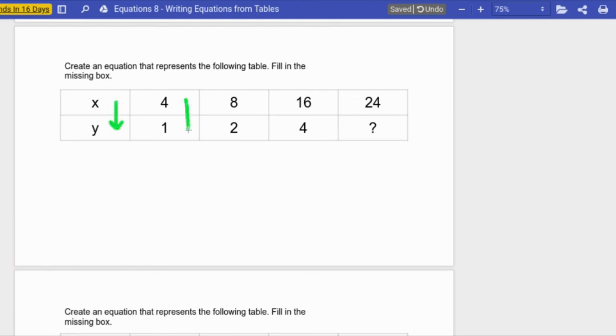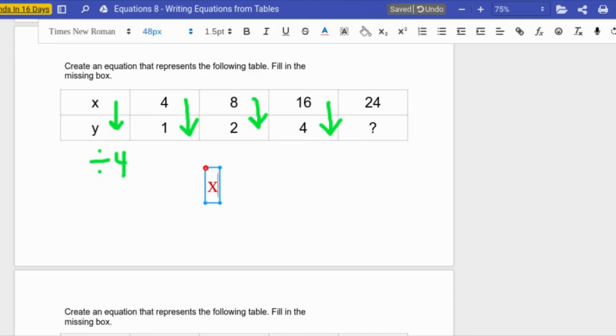Okay, we're looking at how do I get from my x to my y? And it looks like my y's values are smaller than my x values, so I must be doing division or subtraction. So the first thing I look at is subtract 3, but 8 minus 3 is not 2, so that can't be it. So how else can I get from 4 to 1? I can divide by 4, and 8 divided by 4 is 2, 16 divided by 4 is 4, so it looks like my pattern is to divide by 4.